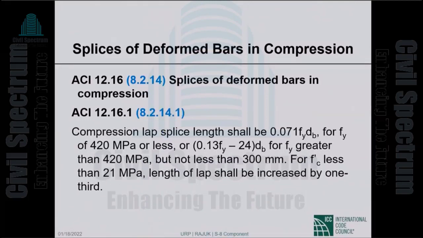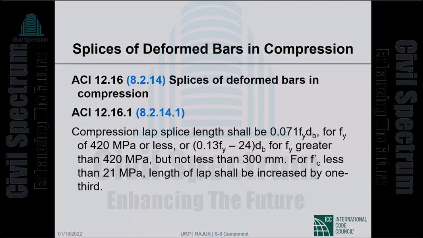Splices of deformed bars in compression. Compression lap splice length shall be 0.071 f_y d_b for f_y of 420 MPa or less, or another expression for f_y greater than 420 MPa, but not less than 300 millimeters. For f_c' less than 21 MPa, length of lap shall be increased by one-third.